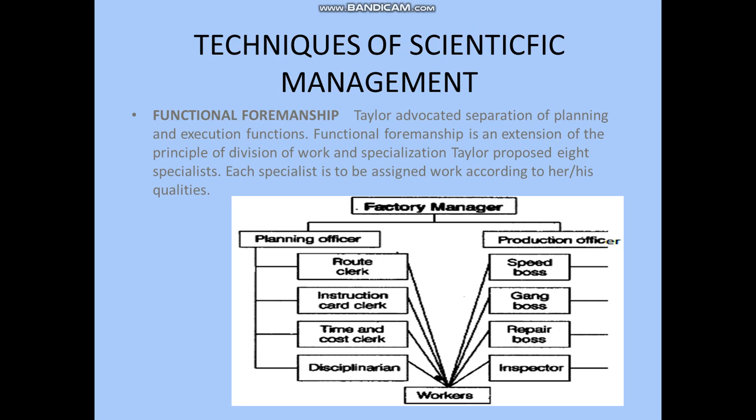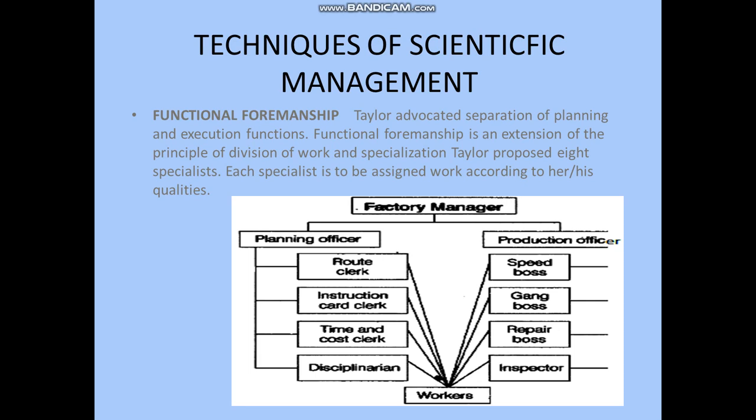So let us start with what the different experts are and what their jobs are. Right from the planning section, the very first one is route clerk. Route clerk is responsible to fix up the sequence of steps for performing the job. As you can see, the name is route. The next one is instruction card clerk. This foreman is responsible for giving general instructions necessary to carry on the job. Third, time and cost clerk. This foreman is responsible to fix up the time for starting and completion of the job.